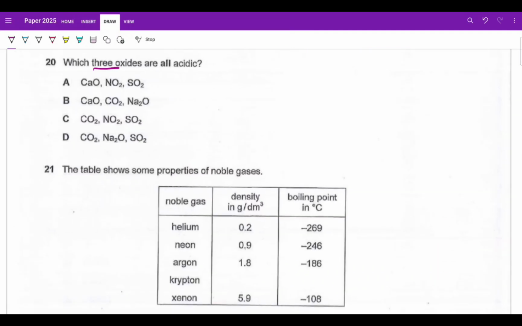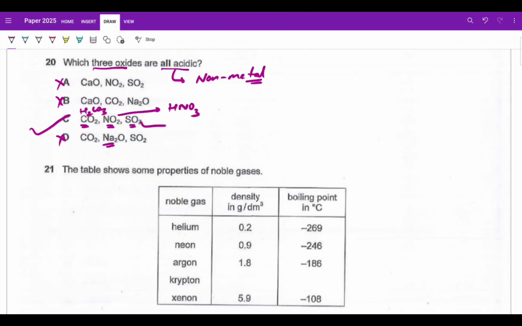Question 20. Which 3 oxides are acidic? We know acidic oxides are basically formed by non-metals. Non-metals form acidic oxides, and metals form basic oxides. Calcium oxide, no. Sodium oxide, no. Carbon dioxide, nitrogen dioxide and sulfur dioxide, yes. Carbon dioxide forms carbonic acid. NO2 forms HNO3 or HNO2, and SO2 forms H2SO3. All three form acids on dissolving in water, therefore they are acidic oxides. Question 20, answer is C.